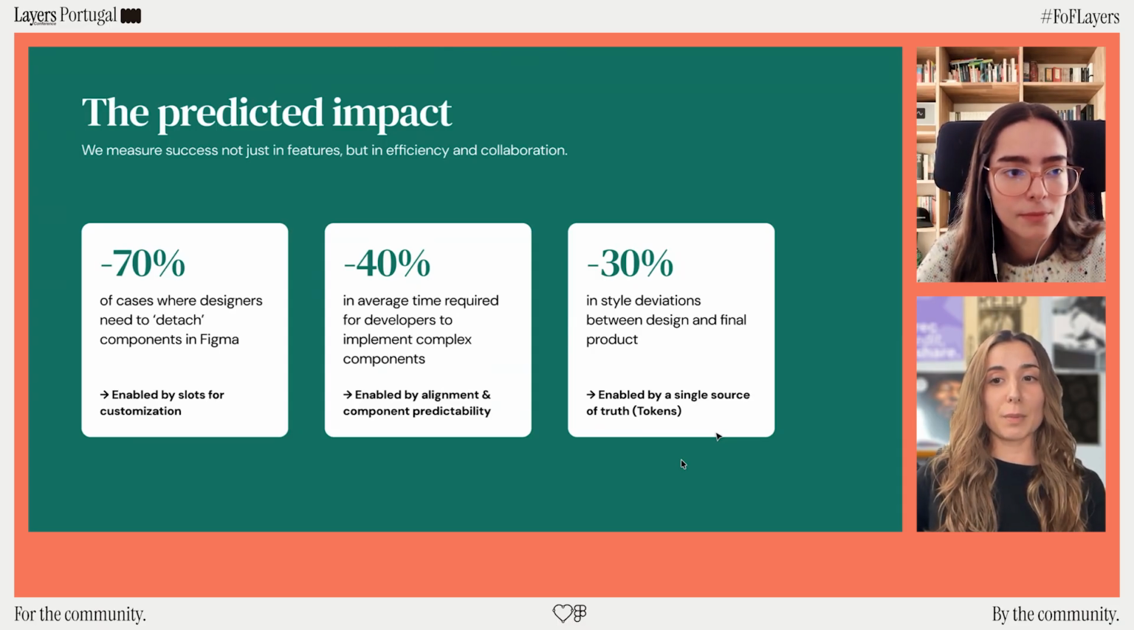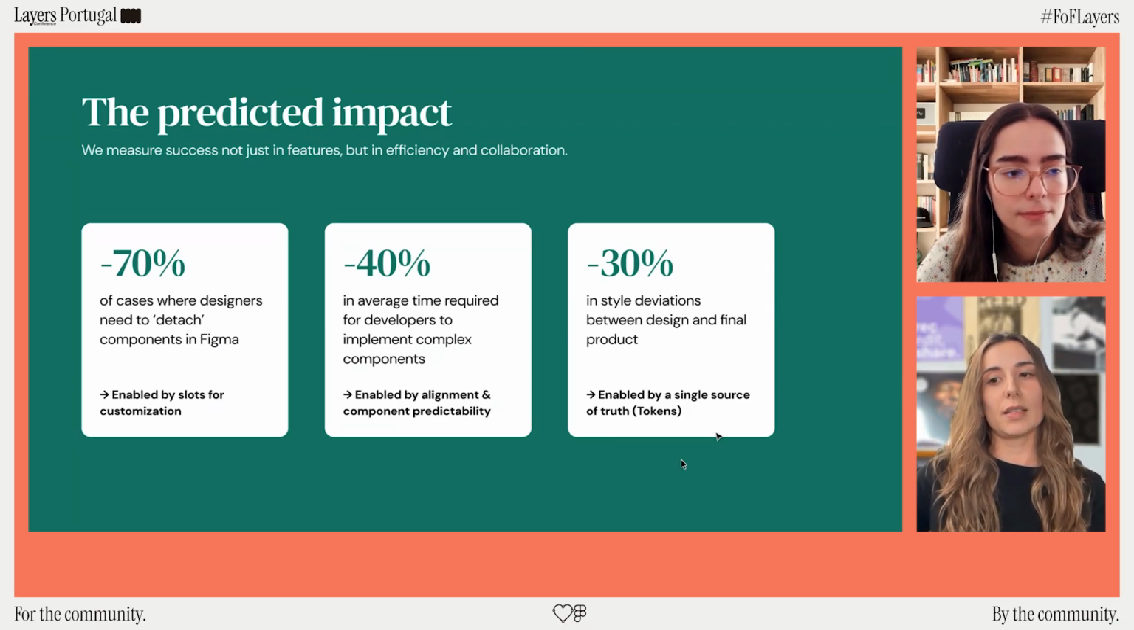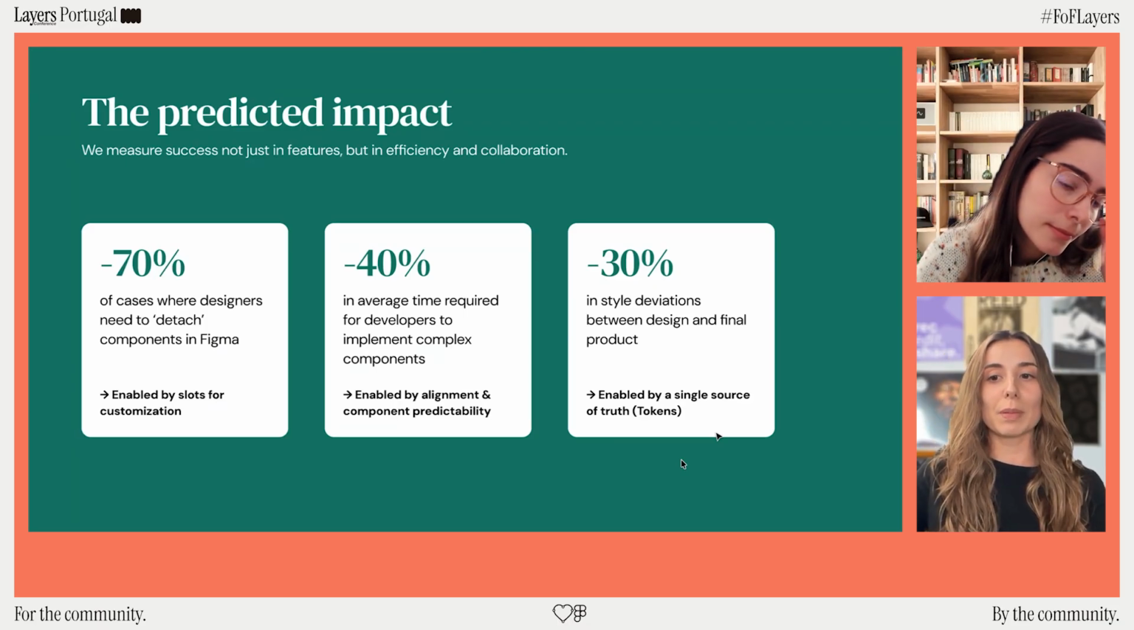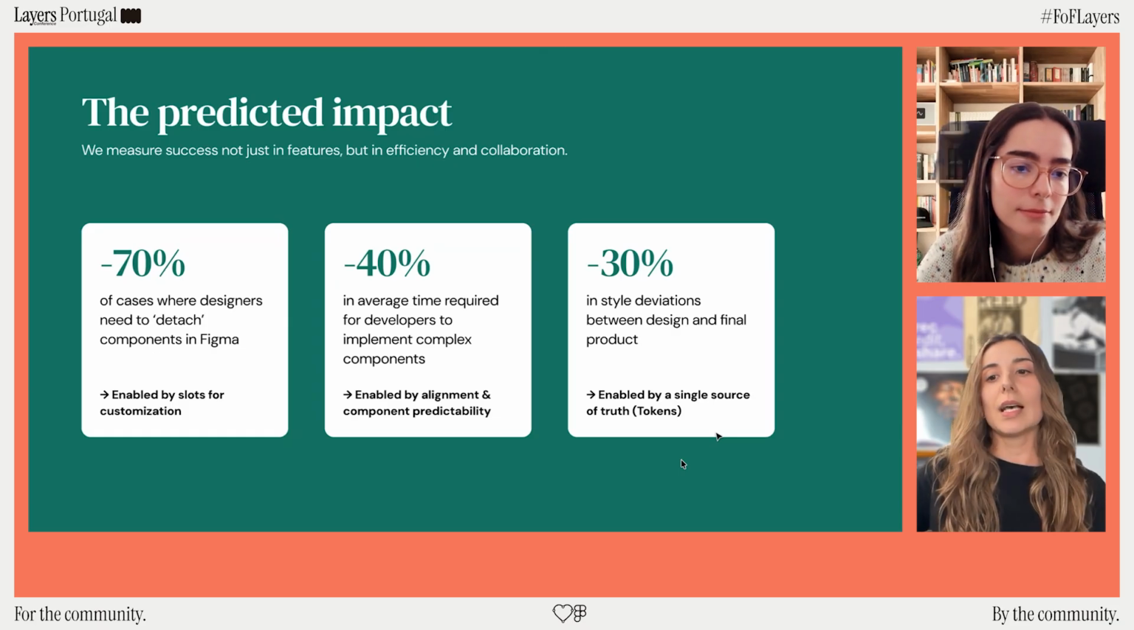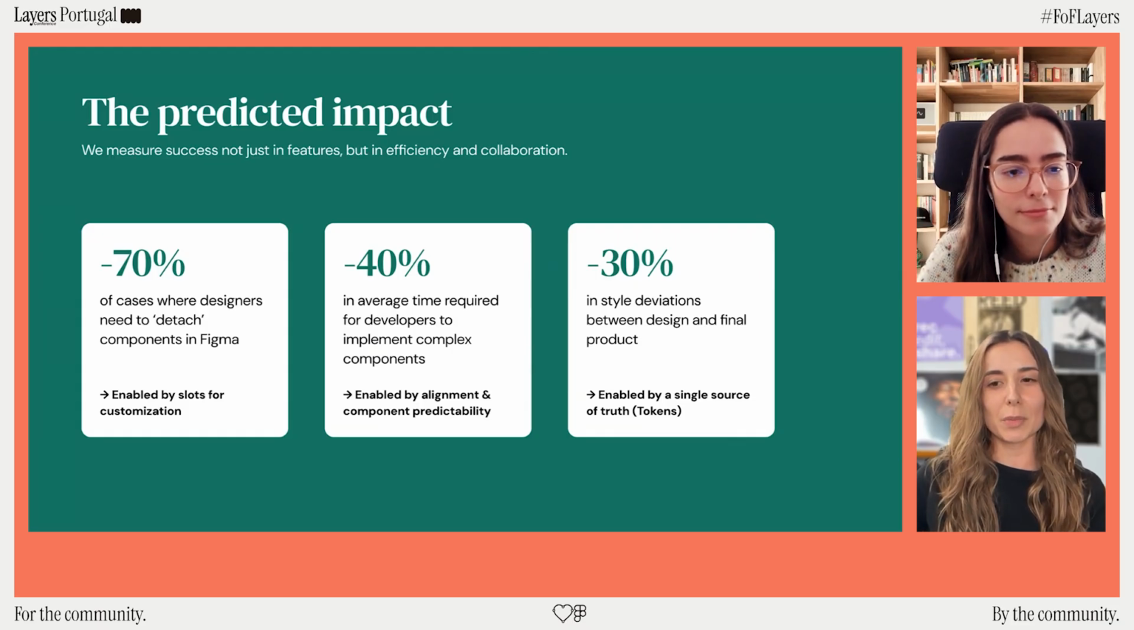And by establishing better alignment through cohesive mapping, we predict a reduction of 40% in the average time it takes for developers to implement complex components. And finally, because of our token implementation, we predict a reduction of 30% in style deviation between design and the final product. So overall, this is extremely good news for both designers and developers.